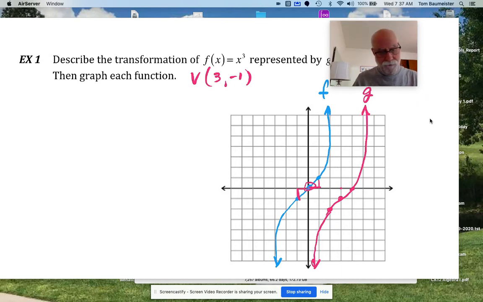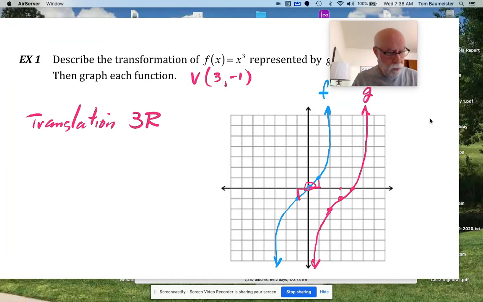So I'm doing it at the end. It doesn't matter as long as you can see what happens. And on this, we had a translation. Remember, we went 3 right, 1, 2, 3, and we went 1 down. And that's example 1. On to the next page.